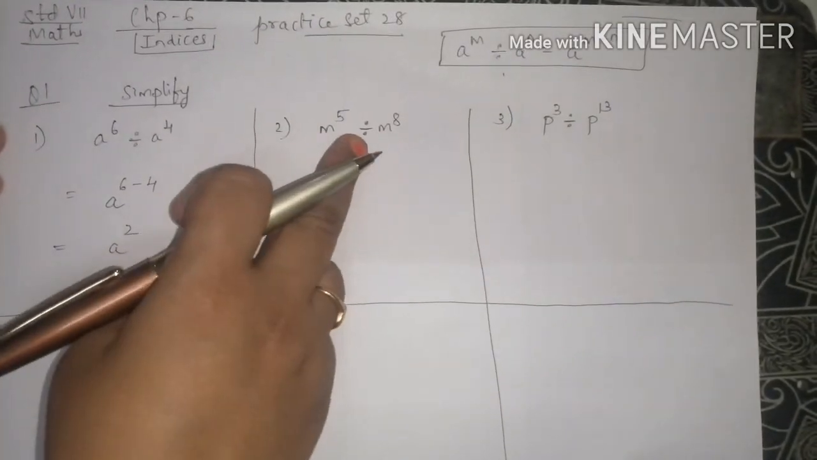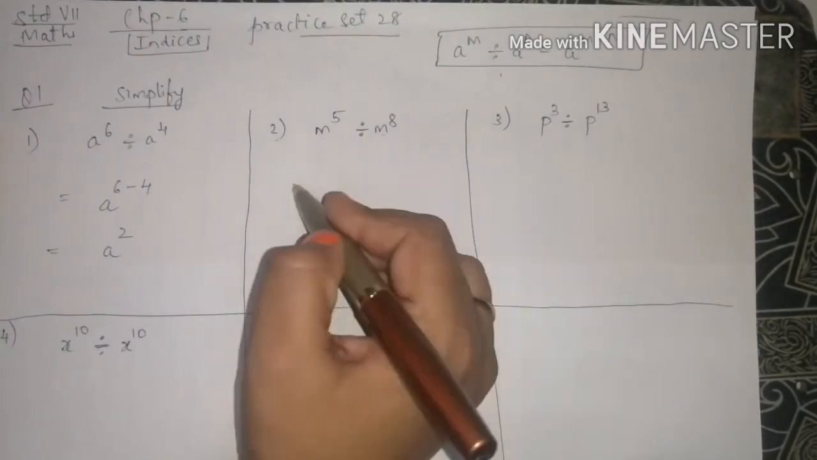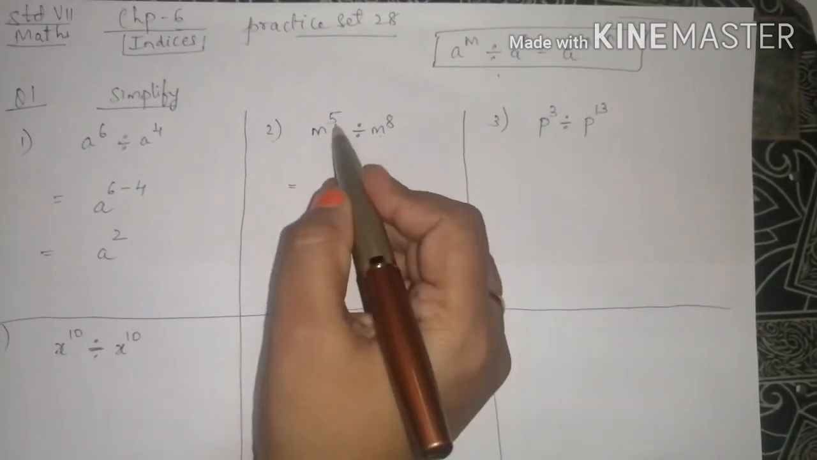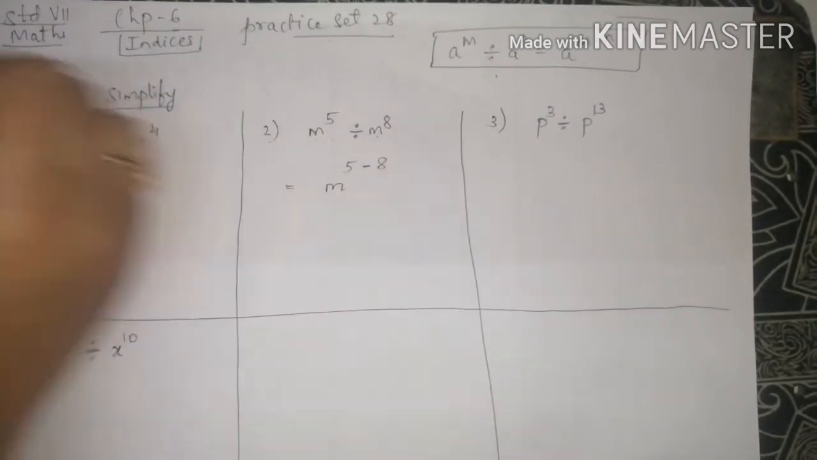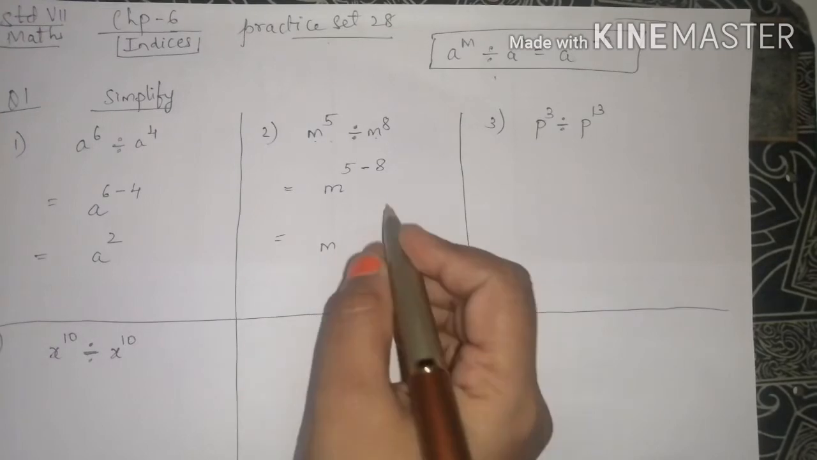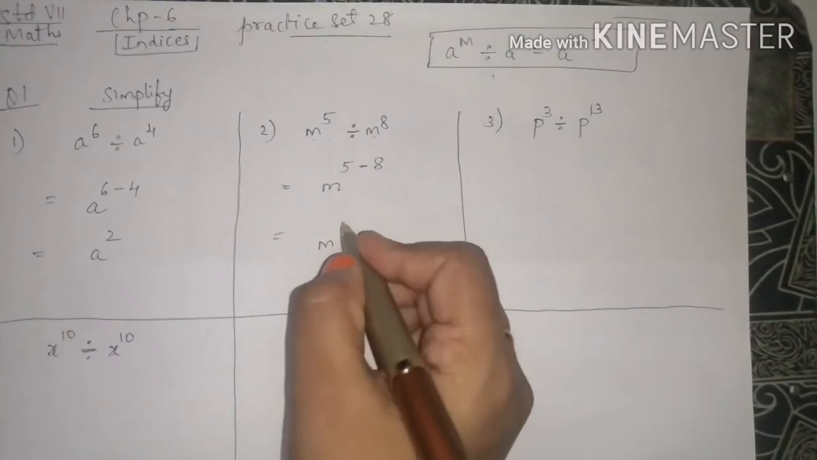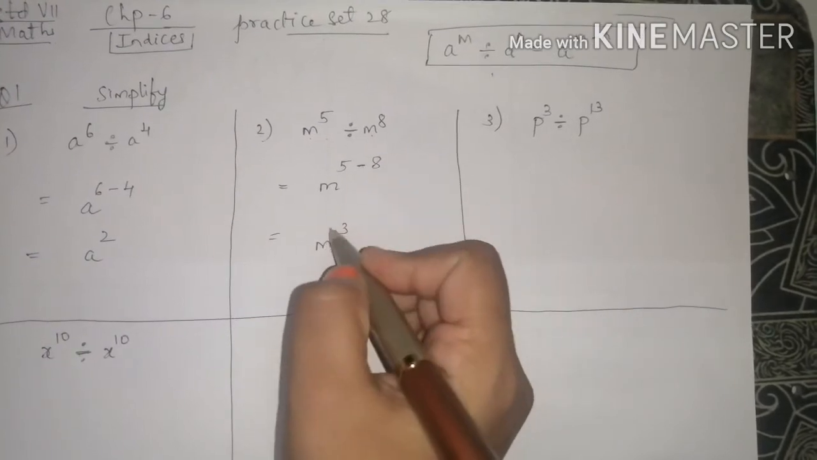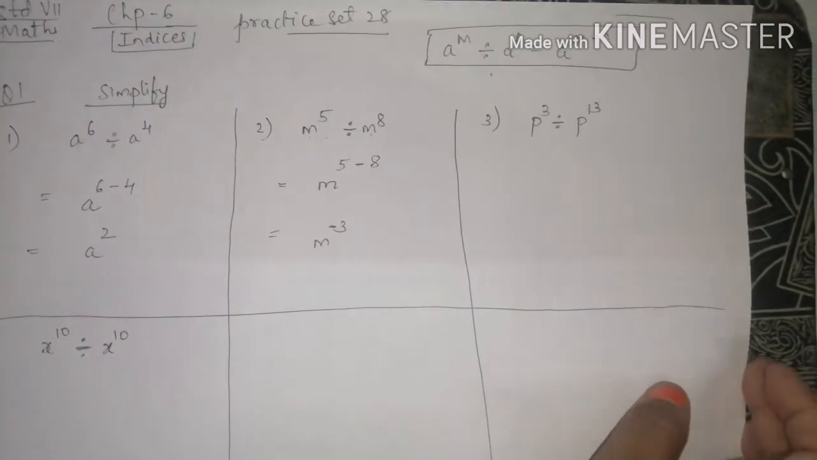Now come to the second sum. m raised to 5 divide m raised to 8. Now again check the base. Base is same. So write the base m one time. Divide means you have to subtract, 5 minus 8. So m raised to 5 minus 8. 5 can't be subtracted from 8, so subtract 5 from 8, it will be 3. And the sign of the greater number is minus. So what is the answer now? m raised to minus 3.